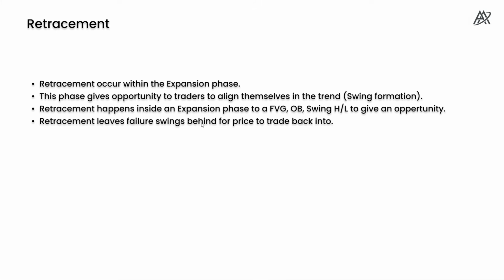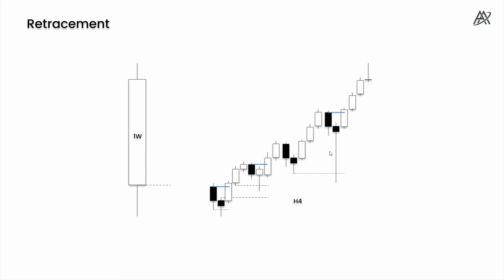Retracements leave failure swings behind for price to trade back into. When we retrace into a fair value gap or something, we leave failure swings behind, right? For then price to trade toward those levels, right? This is what our retracements look like.